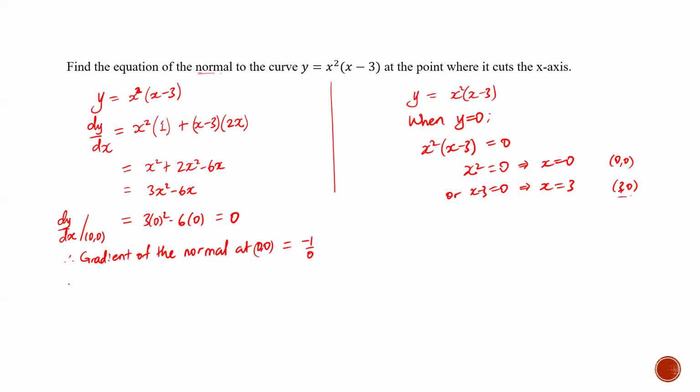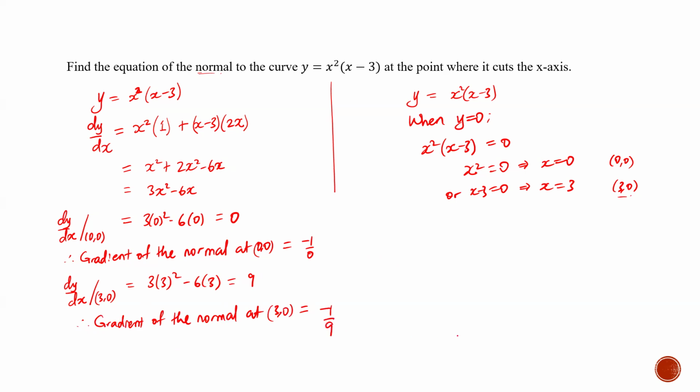So we go with dy/dx calculated at (3, 0), which will be 3 times 3 squared minus 6 times 3, which is 27 minus 18, which is 9. And so the gradient of the tangent at (3, 0) is 9. Therefore, the gradient of the normal to the curve at (3, 0) is negative 1 over 9.